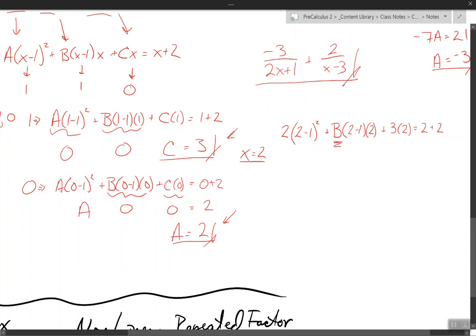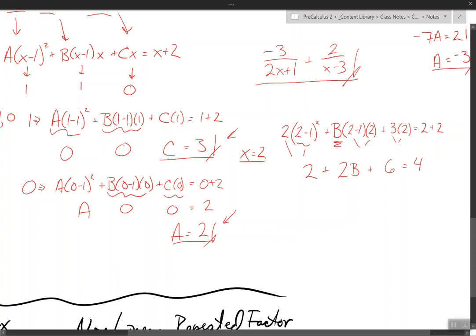So we've got just one unknown quantity, b. This should solve for b. 2 minus 1 is 1. 1 squared is 1, so we've got 2 times 1, which is 2. With the b, we've got 2 minus 1, which is 1. 1 times 2 is 2, so we've got 2b. Plus 3 times 2 is 6. On the other side, 2 plus 2, that is 4.